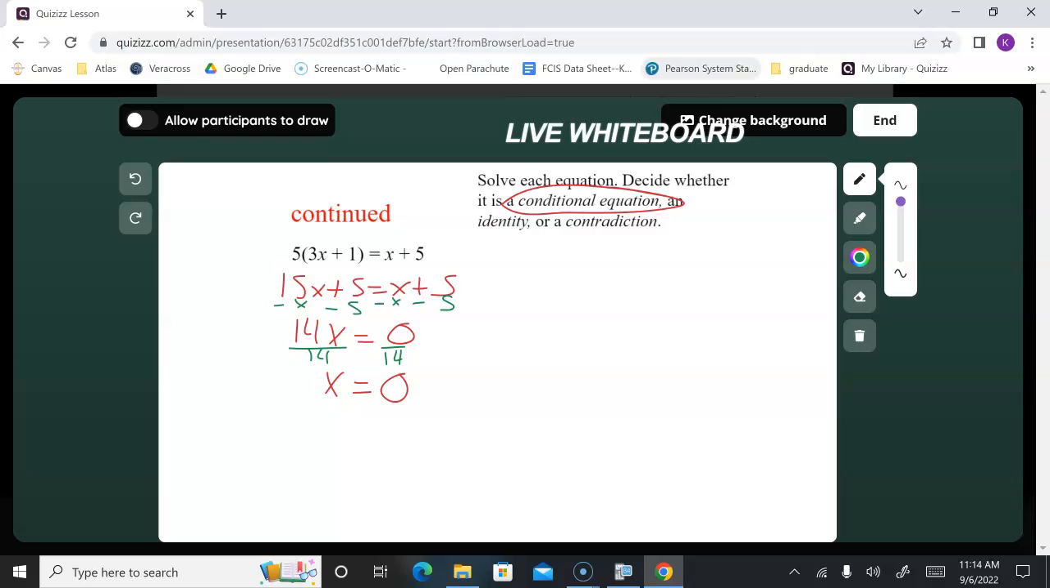Okay? The first one, the variable went away. 3x minus 3x is 0. Here I still have my variable. There was nothing here that got rid of my variable. It just happens that my variable equals 0. Okay? So paying attention to those two is very important.